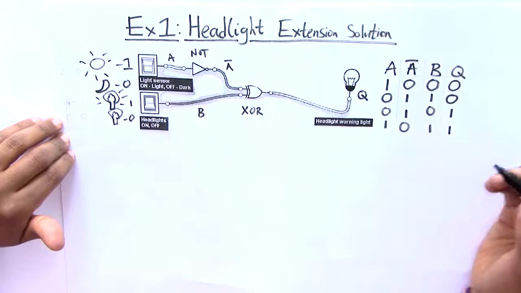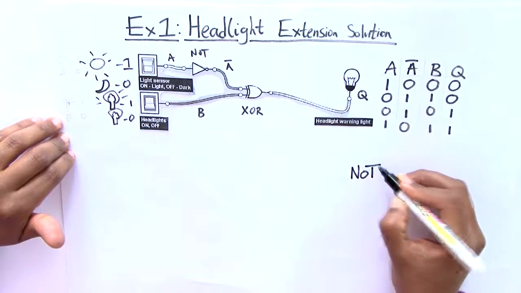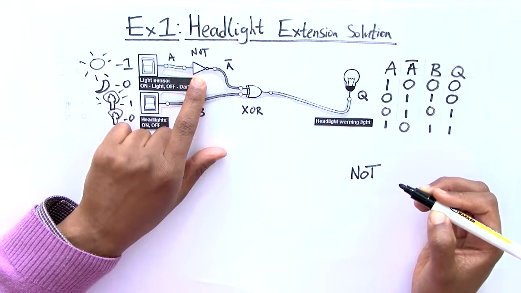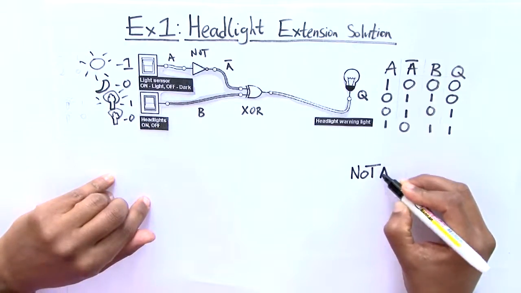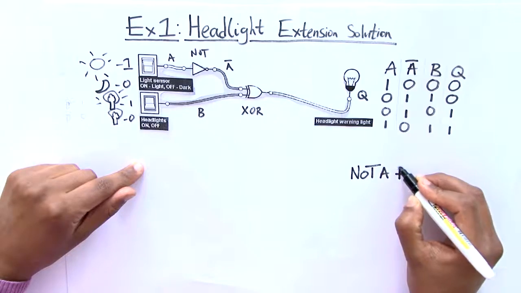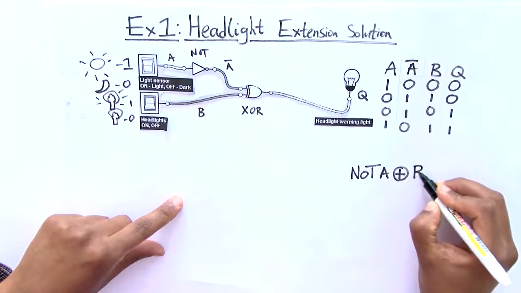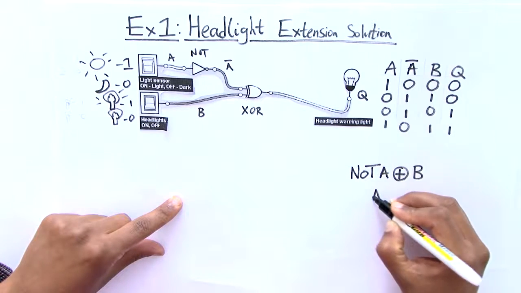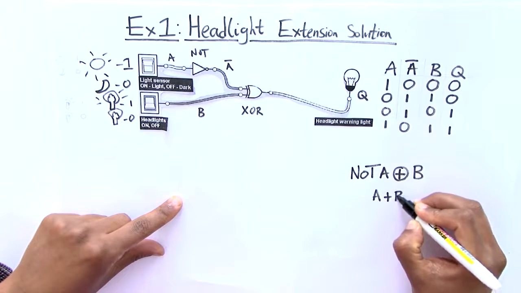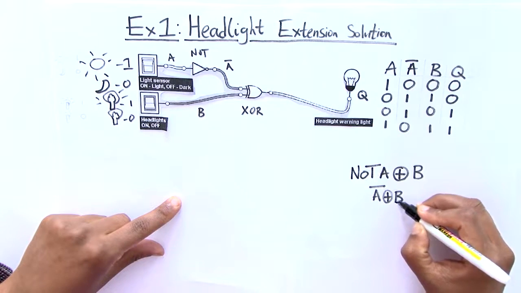And then to represent it in Boolean logic, so we're going to say not, so that is the not sign there. It's not A, because A has been inverted, and you do XOR, and then you have B. Or another way to represent it will be like that for the Boolean equation.